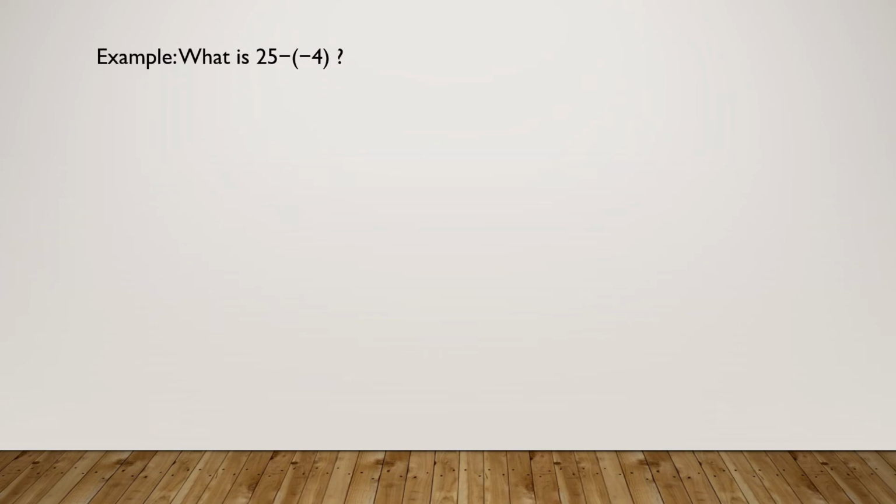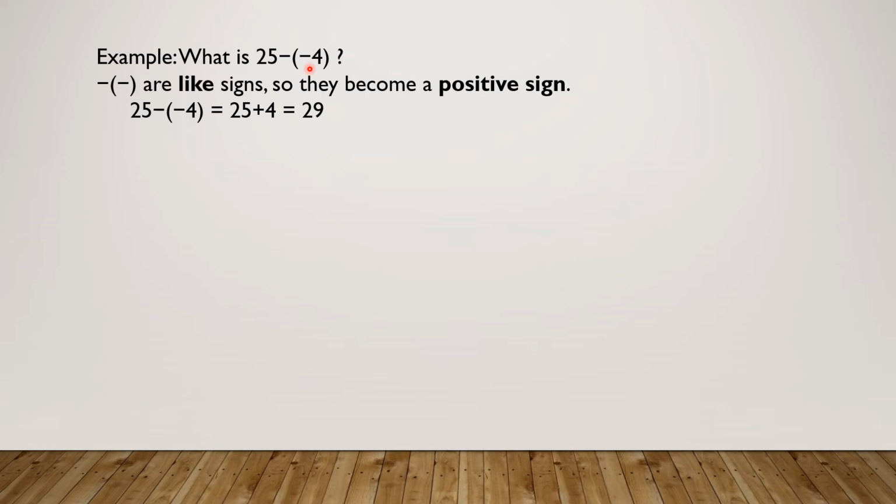Now, what is 25 minus negative 4? Okay, so we have two like signs here. The two negatives become positive. Why? Negative times negative 4 will become positive 4. So 25 plus 4 is equal to 29.